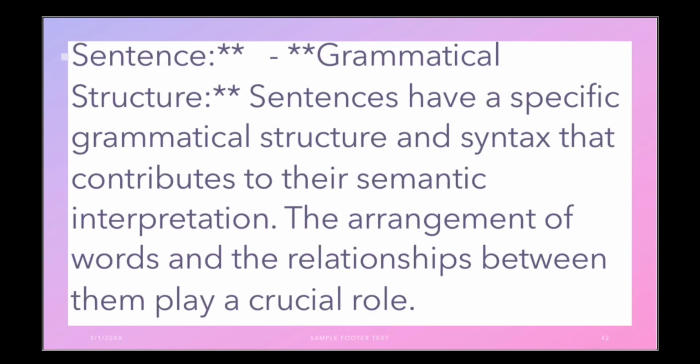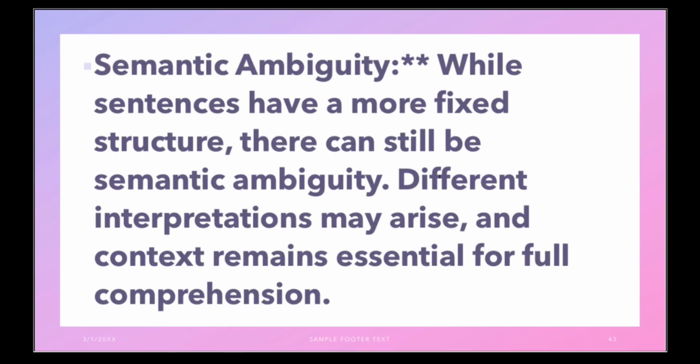2. Sentence. Grammatical structure. Sentences have a specific grammatical structure and syntax that contributes to their semantic interpretation. The arrangement of words and the relationships between them play a crucial role. Semantic ambiguity. While sentences have a more fixed structure, there can still be semantic ambiguity. Different interpretations may arise, and context remains essential for full comprehension.